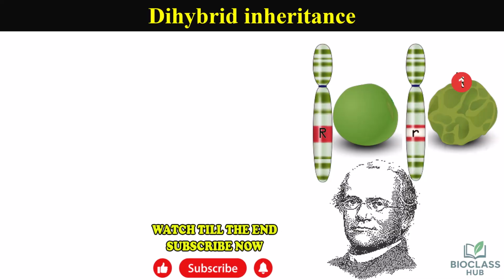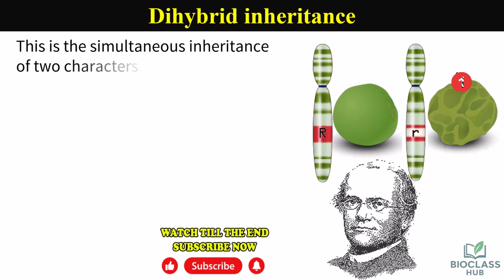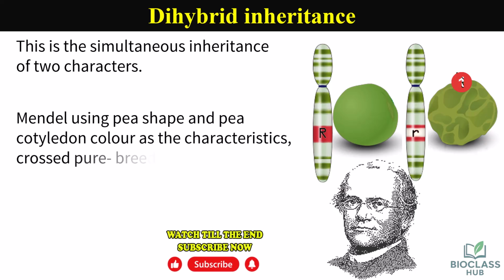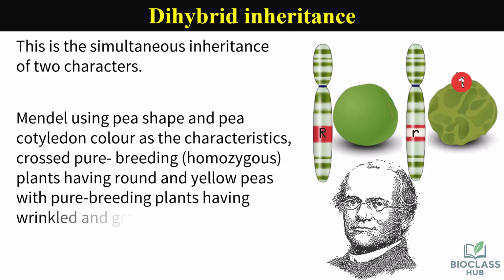Explore the wonder. Dihybrid inheritance. This is the simultaneous inheritance of two characters. Mendel used pea shape and pea cotyledon color as the characteristics. He crossed pure breeding, homozygous plants having round and yellow peas with pure breeding plants having wrinkled and green peas.